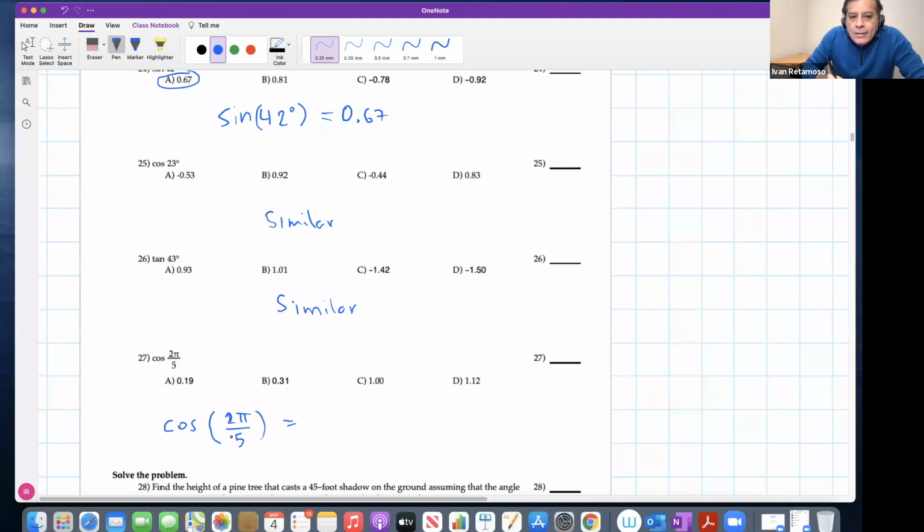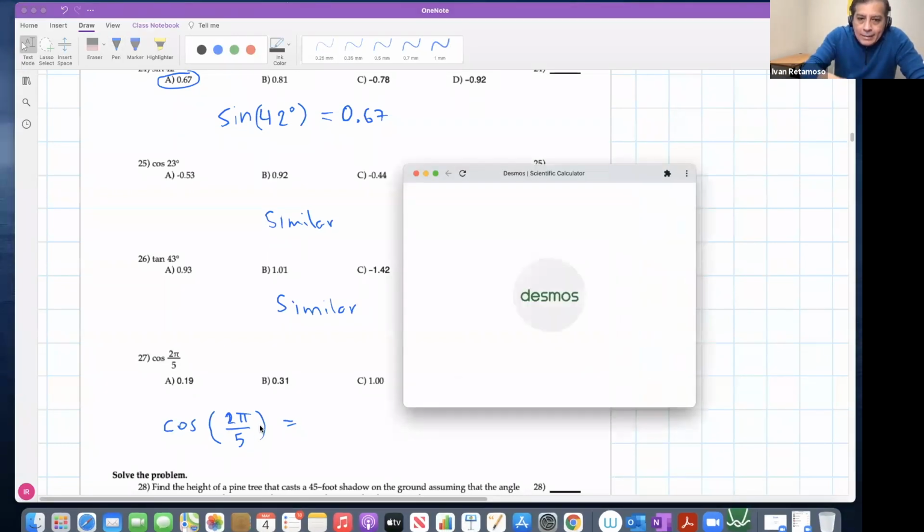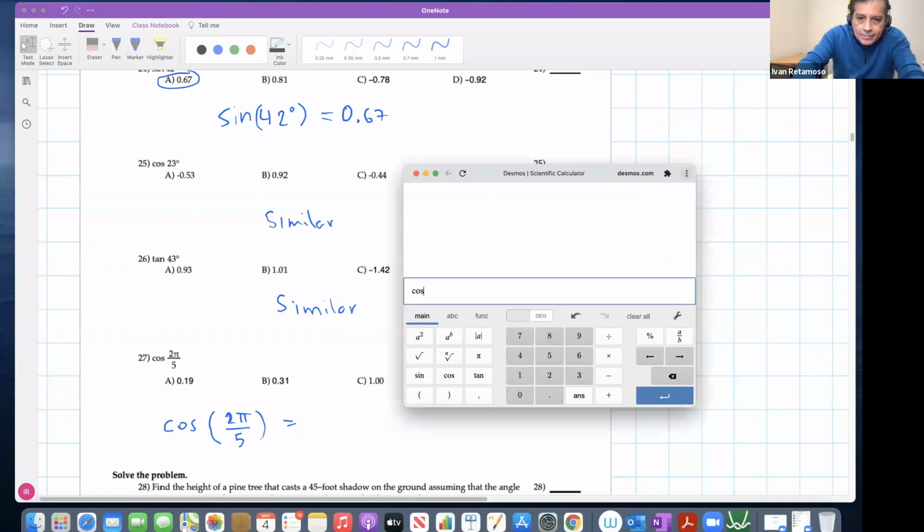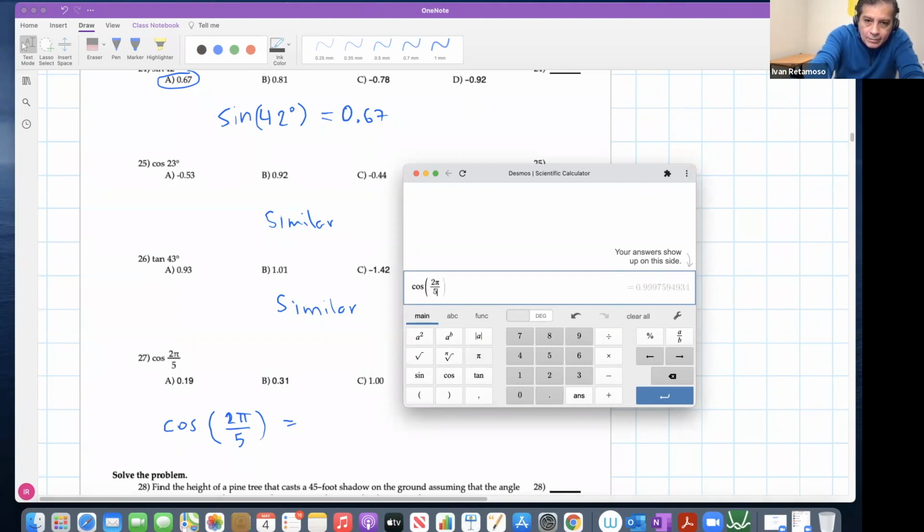Yeah, great. Okay, so cosine of this, but in radians. So we do cosine of 2 pi over 5, right? Or just type pi, same thing, 2 pi over 5. Now, don't go with this. This is the result if we work in degrees, right? By default. Click here, radians. This is the one we need, right? 0.31, rounding to two decimal places, right? 0.309 becomes 0.31.